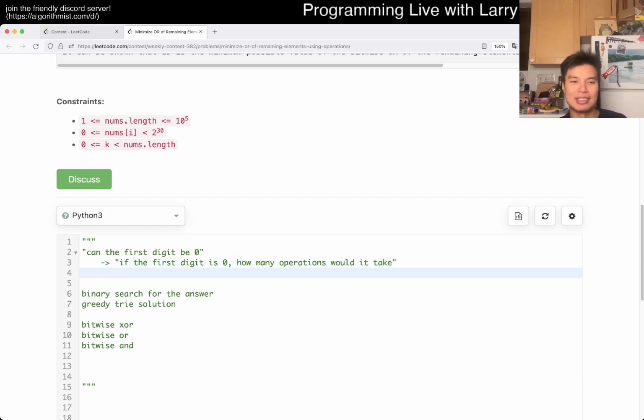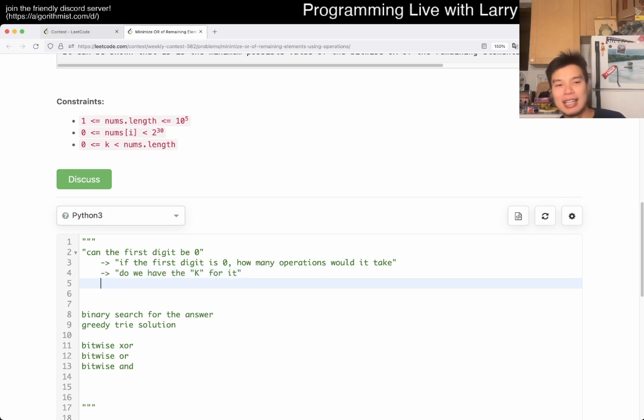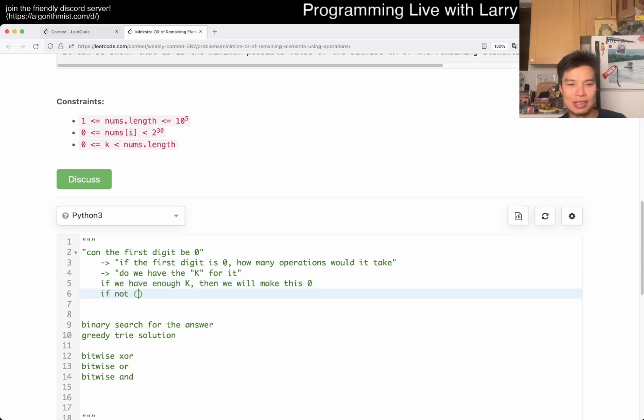And then after that, do we have the k for it, right? And then going back in a greedy kind of way, if we have enough k, then we will make this 0, right? Because we're trying to minimize it, so we will make it 0. If not, or if it is not possible, if it's all ones, then the first digit is 1.